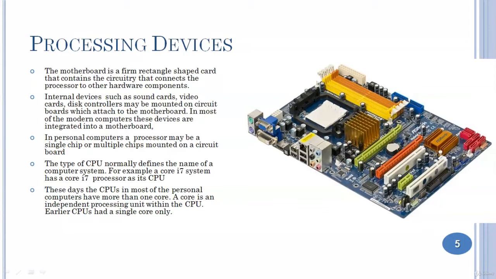Please bear in mind that the type of CPU normally defines the name of a computer system. For example, a Core i7 system has a Core i7 processor as its CPU. These days, the CPUs in most of the personal computers have more than one core. A core is an independent processing unit within the CPU. Earlier CPUs had a single core only.